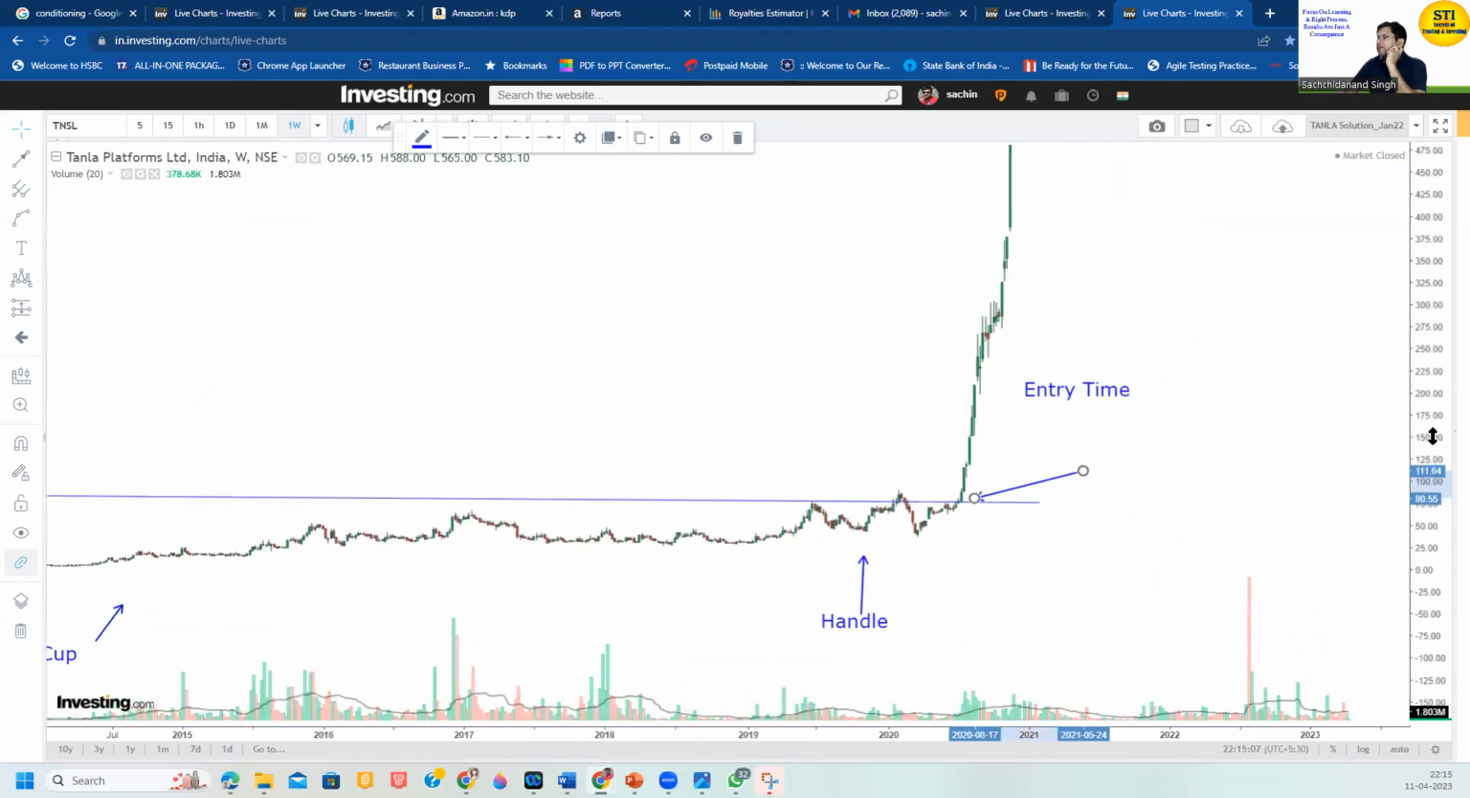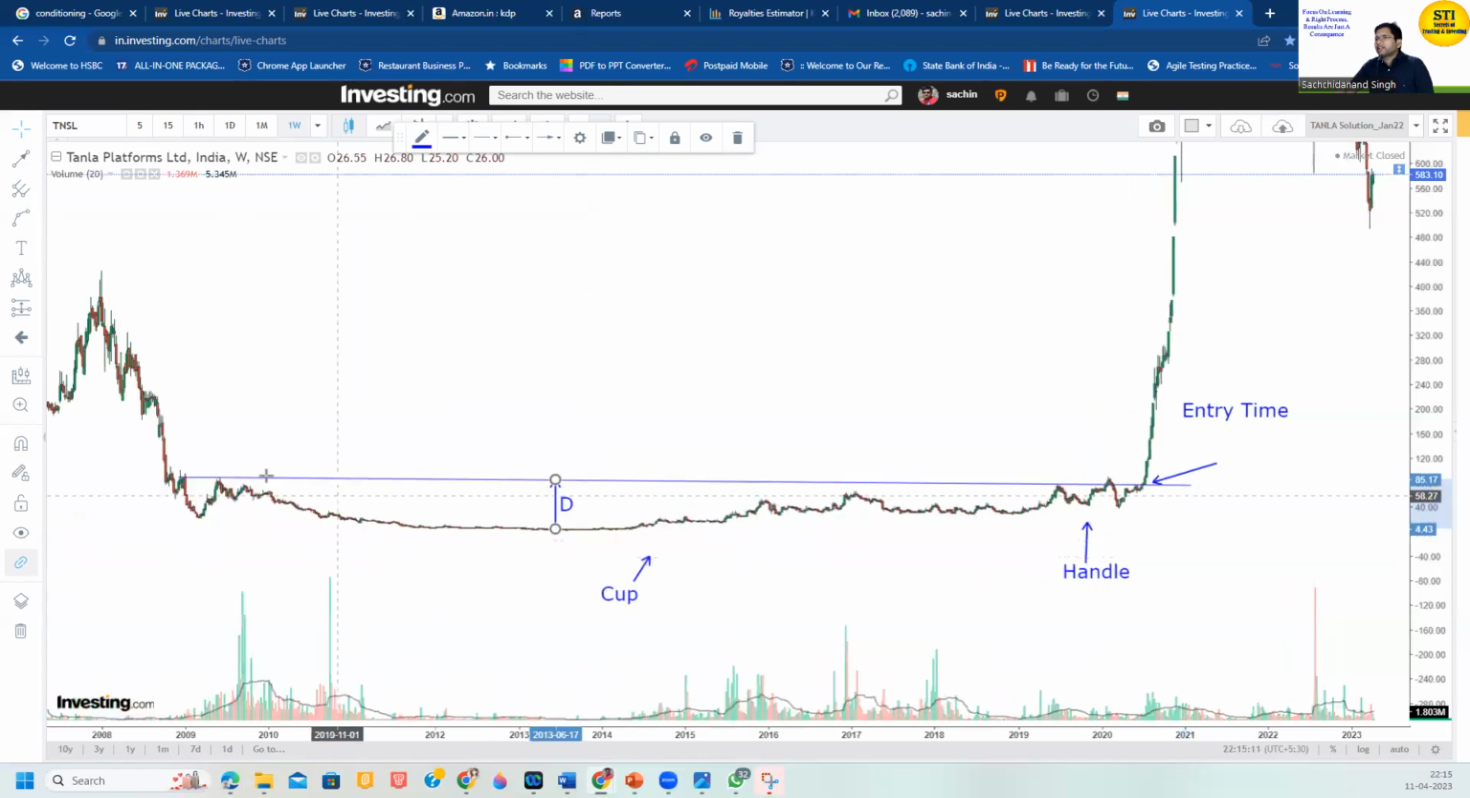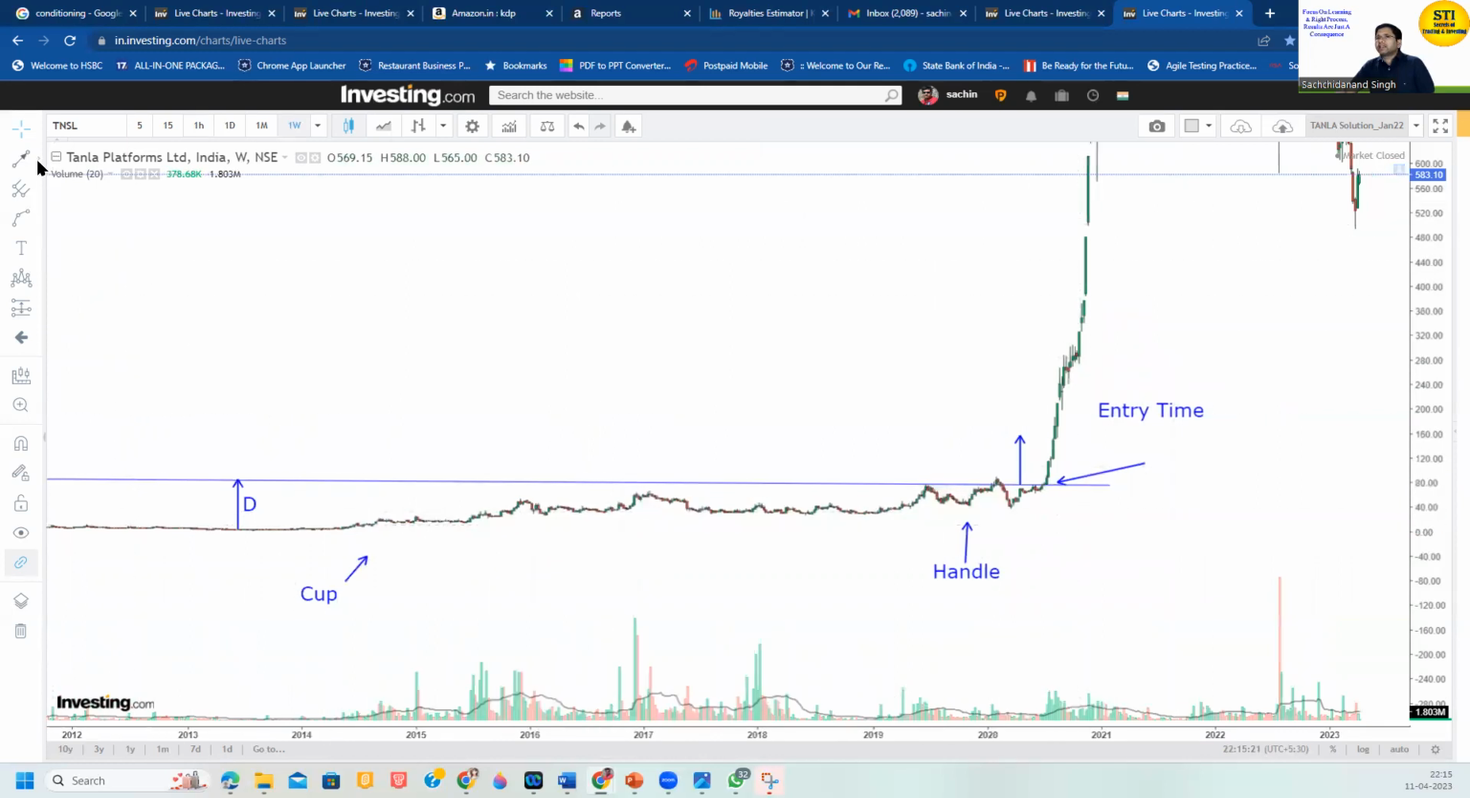And if you observe, as I said, the target will be that, whatever the resistance line is, the depth will be the target. And if you take a copy and keep it here, multiples of that particular depth will be your target. So you can keep changing it till the trend reverses.